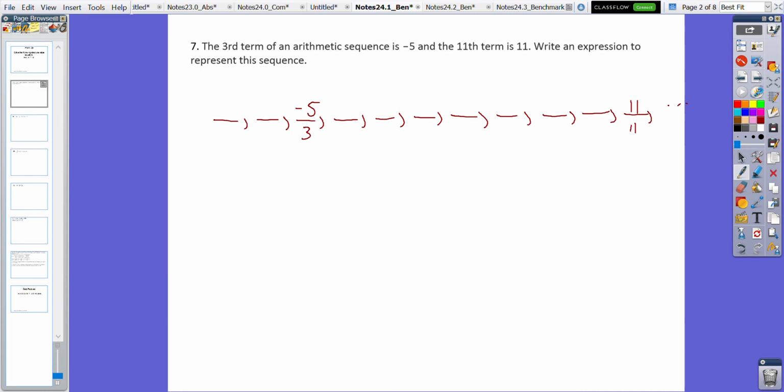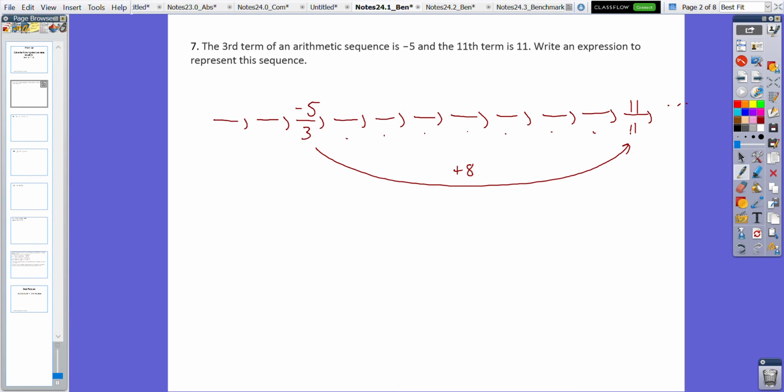and the first term. So the first thing I'm going to do is, how many terms do I have to jump to get from the third to the 11th? Let's see, that'd be 1, 2, 3, 4, 5, 6, 7, 8. So we have a difference of 8 terms, so we have to make a jump of 8. Then we do the same thing with the actual numbers, -5 to 11.